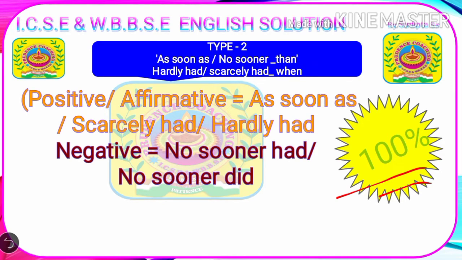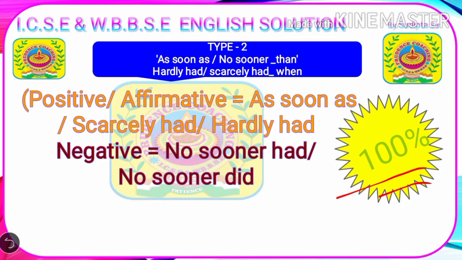In positive sentence or affirmative sentence, we will get familiar with this one: as soon as, scarcely had, and hardly had. These are used in positive sentence. And for the negative one, we will have to use no sooner had or no sooner did. So if in the question we find as soon as, scarcely had, and hardly had, any of these three, we can replace these things by using no sooner had or no sooner did.